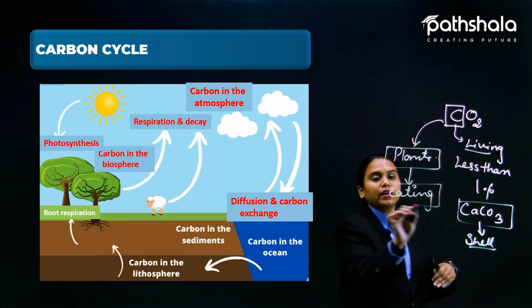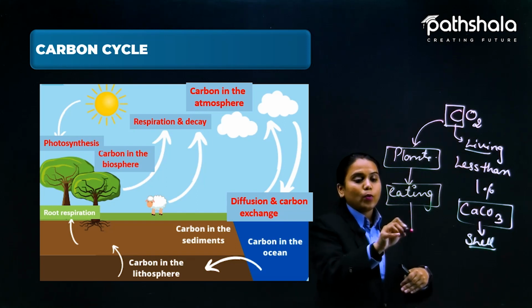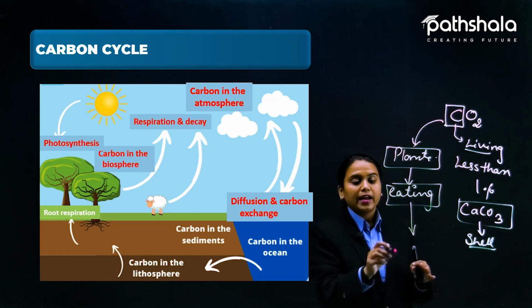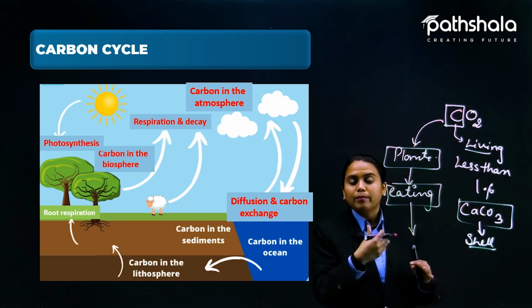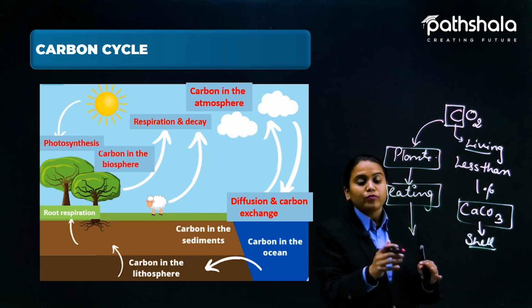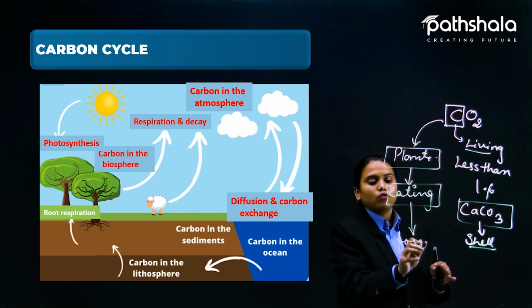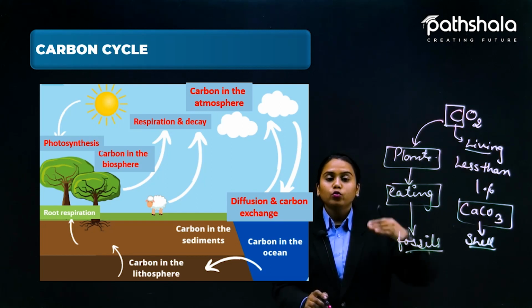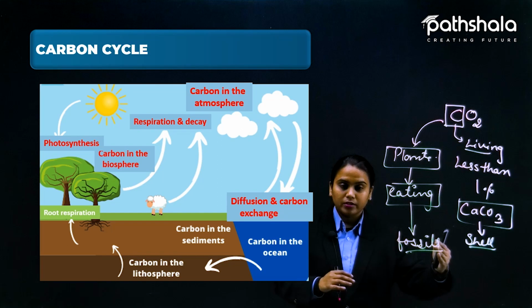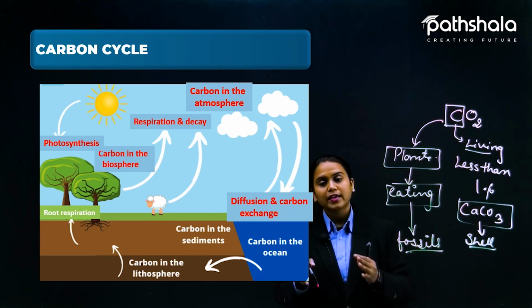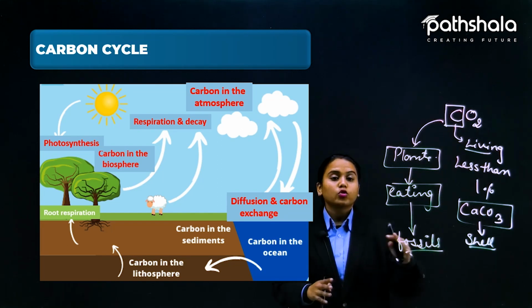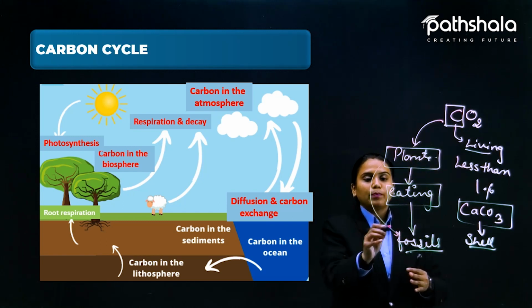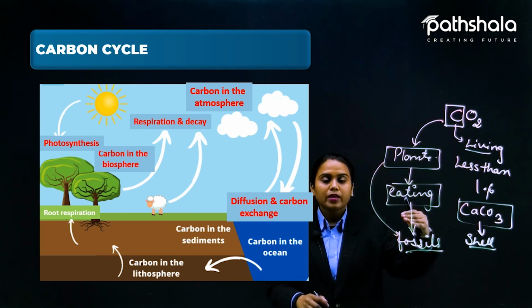Now when we and animals die, what will happen to our body? It will be buried, or we can say that it will convert itself into fossils. Now these fossils will be used over millions of years. Like right now we are using petrol and coal as fossil fuels. So earlier these were parts of plants and animals only. Okay, directly from plants and directly from animals also.